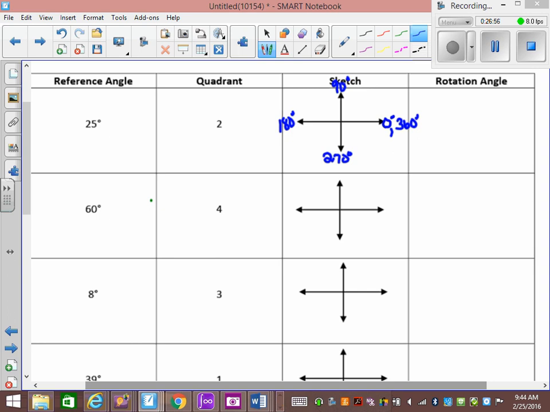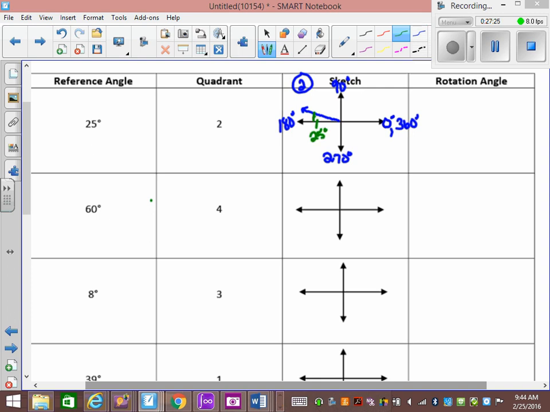Reference angle is from the x-axis to the terminal arm. And my reference angle is in quadrant 2, so I know it's right here. It's in quadrant 2. It's in this one here. Now, what do I do? I just go from the x-axis and draw myself a terminal arm 25 degrees in quadrant 2. So I go up 25 degrees here and I draw myself a terminal arm. And I know that this little angle in here is 25 degrees.